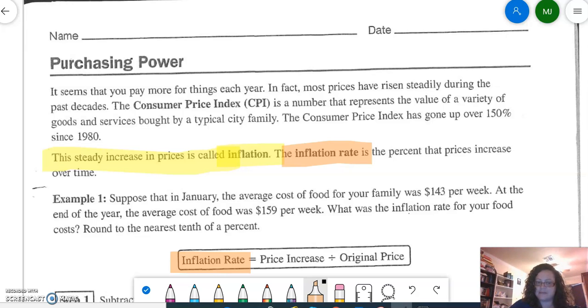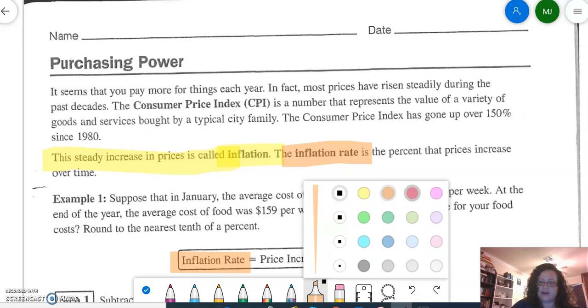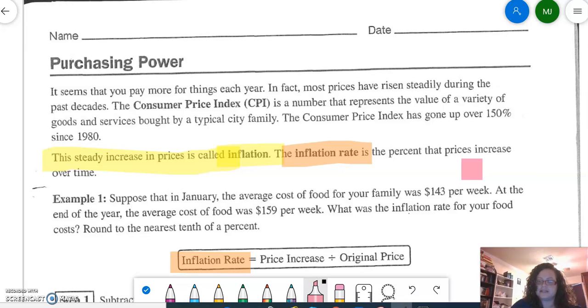So we have this example here. In January, our average cost of food was $143 per week. And then the cost increased and it went up to $159 per week. So first of all, this $143, that's important. That's going to be our initial, our original price, right? So that's important to remember.